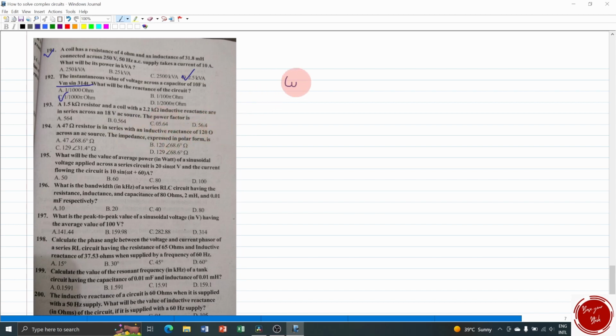See, power factor means cos phi, and the cosine value ranges between -1 and 1. Generally cos theta lies between -1 and 1, but our power factor lies between 0 and 1. We have to get the power factor value, so it will be in between 0 and 1. That is, option B is the right answer.